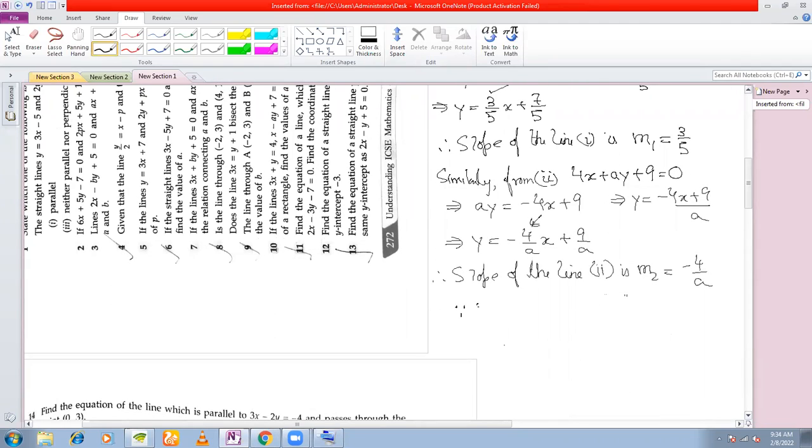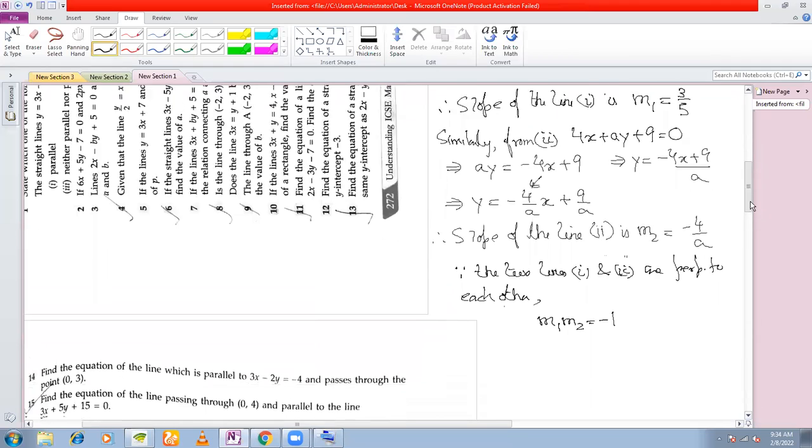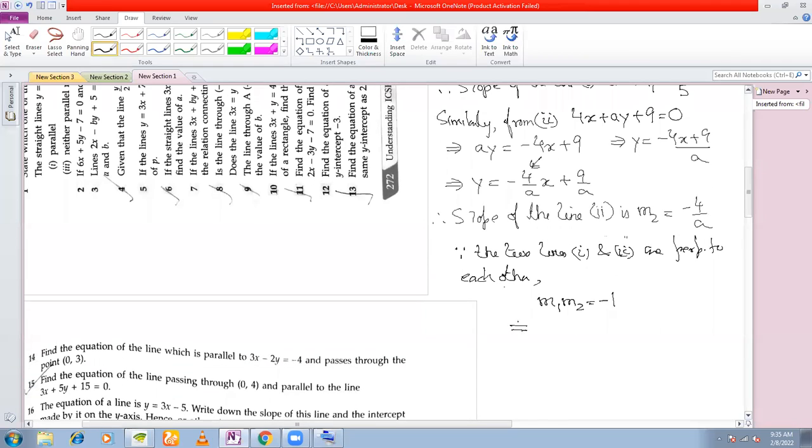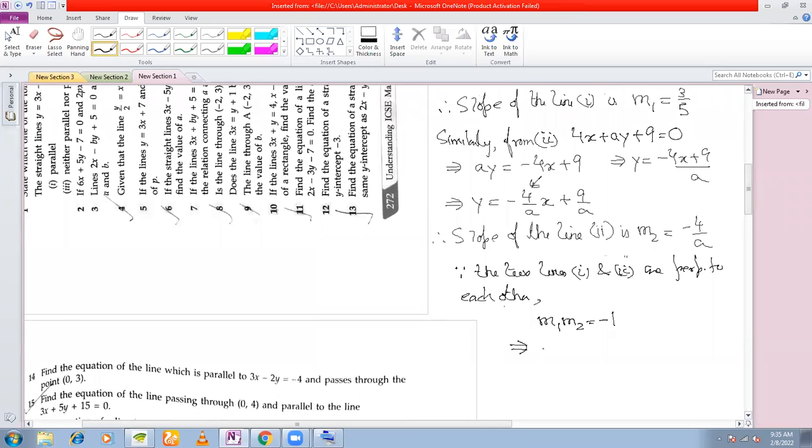So since the two lines 1 and 2 are perpendicular to each other, what is the condition of perpendicularity? Product of their slopes m1 m2 must be equal to minus 1, right? Put the values of m1 and m2. m1 we have got here as 3 by 5, and m2 we have got here as minus 4 by a, is equal to minus 1.